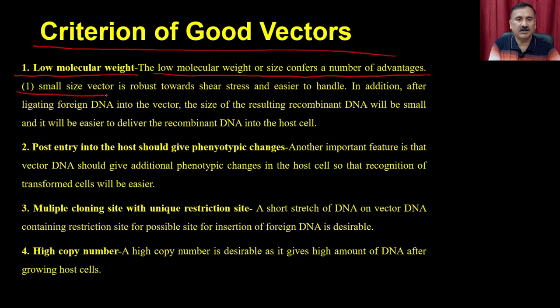For example, a small size vector is robust toward shear stress and it is easier to handle. In addition, after ligation of the foreign DNA into the vector, the size of the resulting recombinant DNA will be small and it will be easier to deliver the recombinant DNA into the host cells. Because once you generate the recombinant DNA, it has to be transformed or delivered into the host, and only then can you use that recombinant DNA for protein production or enzyme production.